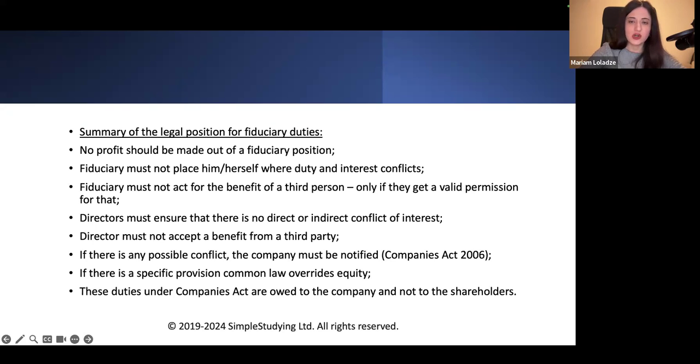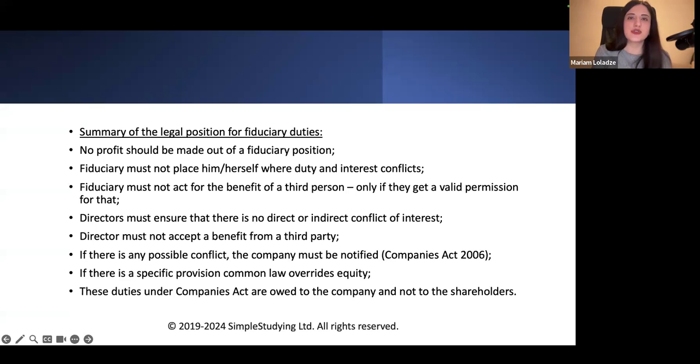Directors of companies must ensure that there is no direct or indirect conflict of interest. A director must not accept a benefit from a third party. If there is any possible conflict, the company must be notified. If there is a specific provision, common law overrides equity, and these duties are under the Companies Act, owed to the company and not to the shareholders.